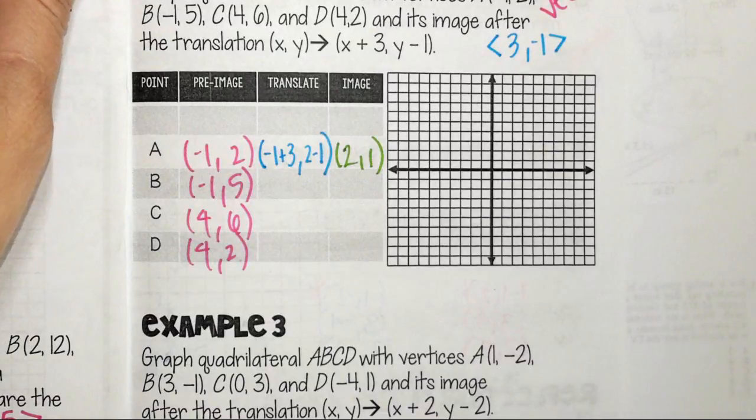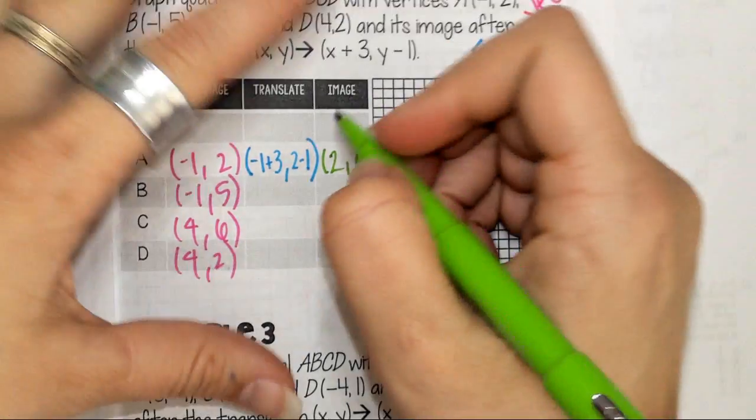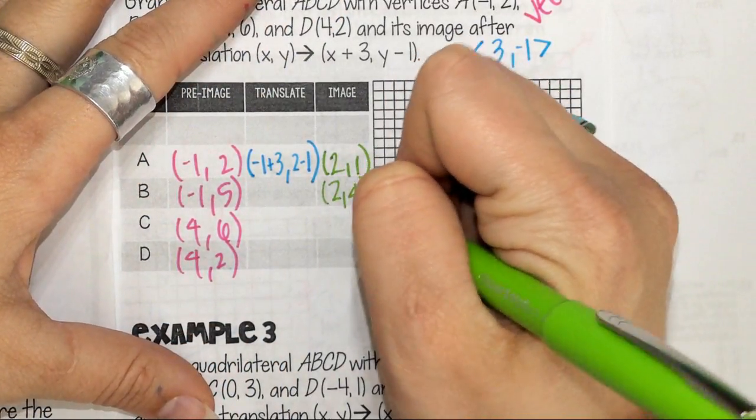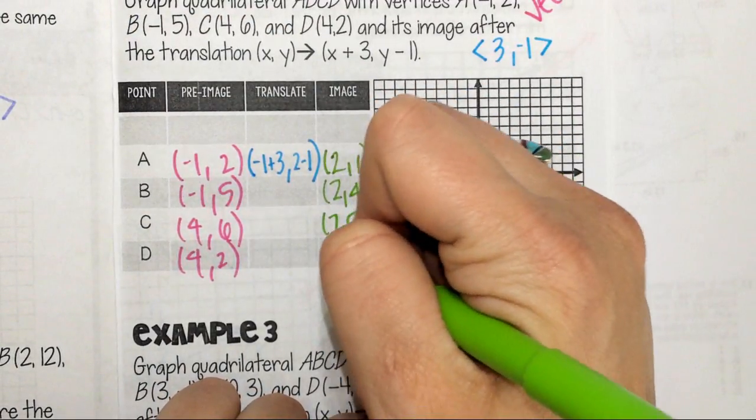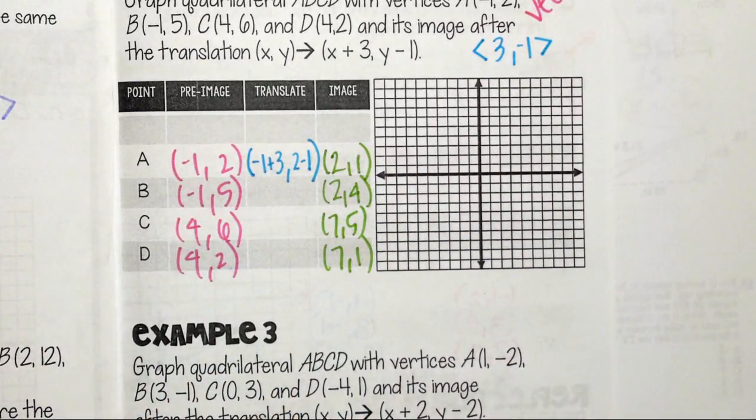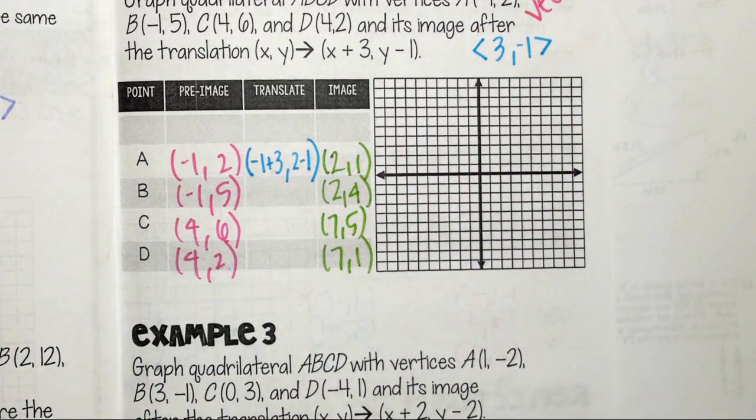All right. So what about B? What's B prime going to be? 2, 4. 7, 5, and 7, 1. Take a point. All right. So let's graph both of those.